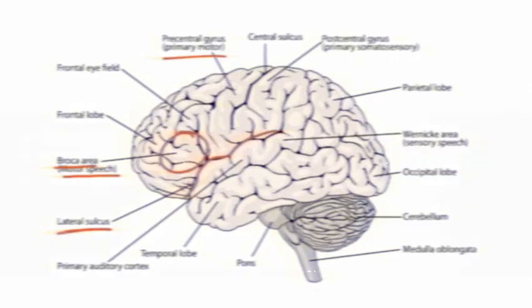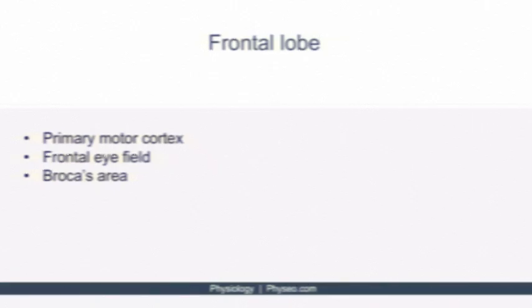Okay, let's see what your text says. So again, there are three major gyri in the frontal lobe that you need to be familiar with. These include the primary motor cortex, the frontal eye field region, and Broca's area. The primary motor cortex is the location of all of the upper motor neurons that are responsible for movement. The frontal eye field region is associated with eye movement, and Broca's area is responsible for motor speech.